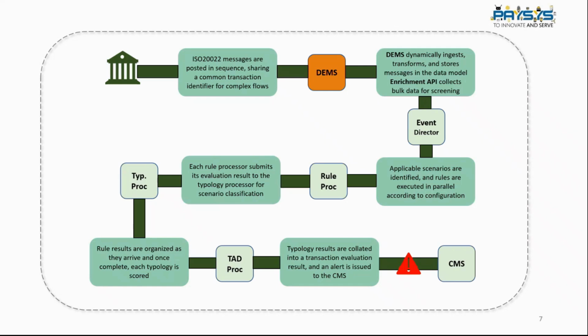Now, the typology processor scores these results. Each rule contributes to a weighted value, and once all the required rule results for that typology are collected, they are summed into a final typology score. If the typology score reaches a certain predefined threshold, a transaction is either interdicted or an alert is sent onward to the CMS, which is the case management system, for detailed investigation. So this was pretty much the entire process flow and where DEMS fits into the Tazama architecture.